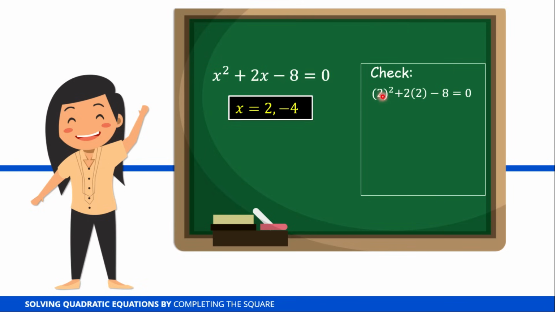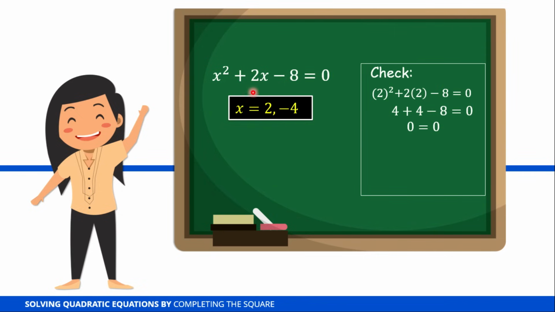So, ang una, we have 2 squared plus the product of 2 and 2 minus 8 is equal to 0. Simplify. 2 squared, we have 4. And then 2 times 2, of course, we have 4 minus 8 is equal to 0. Kailangan mag-equal sa 0 yung kabilang side ng ating equation. So we have 4 plus 4, that's 8, minus 8, that is 0. So 0 is equal to 0.